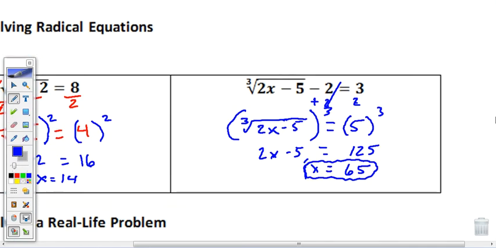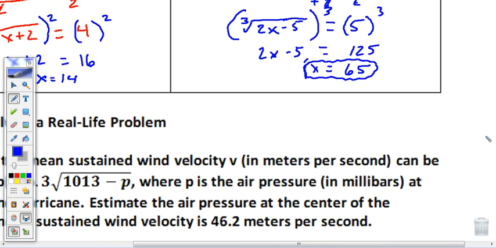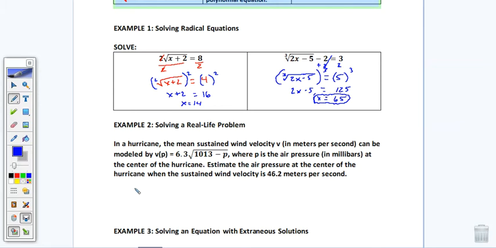Okay, so let's see if we can apply this to a real life problem. Example 2, this would be a place where you want to know how to work with this stuff. Meteorologists might work with it, especially down in Florida, or along the coast, or in the Gulf. It says in a hurricane, the average sustained wind velocity in meters per second can be modeled by the function V of P equals 6.3 times the square root of 1013 minus P, where P is my what, kids? Air pressure. Air pressure measured in millibars.